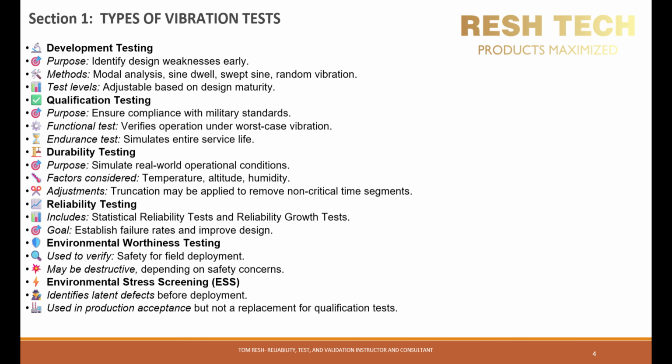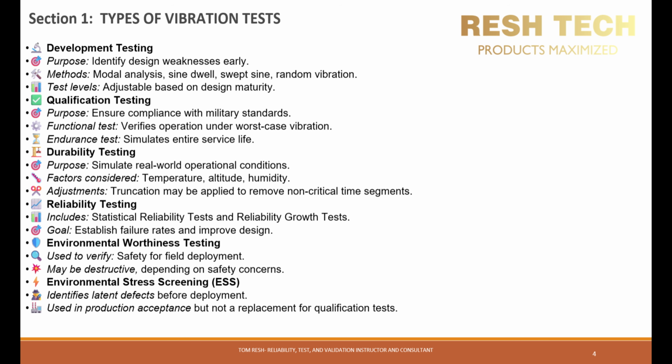Some methods include modal analysis. It determines natural frequencies and mode shapes of a structure to prevent resonance-related failures. Sine dwell applies fixed frequency excitation to study resonance effects and potential fatigue failure points. Swept sine gradually sweeps through a range of frequencies to identify dynamic responses and weak points. And random vibration simulates real-world operational vibration profiles, applying broadband excitation to the system. Test levels are adjusted based on design maturity. For instance, early stage testing may use lower test levels, while later phases approach operational limits to evaluate robustness.